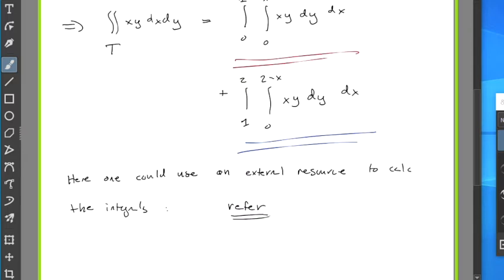Exactly, and when you do that, you need to refer. So either you could put it into MATLAB, then you could provide a screenshot of the MATLAB code you used, of course, or you could use a service like Wolfram Alpha or Symbolab or something like that. Then simply refer to your calculation using a URL. However, for the sake of completeness, I will calculate these two integrals.